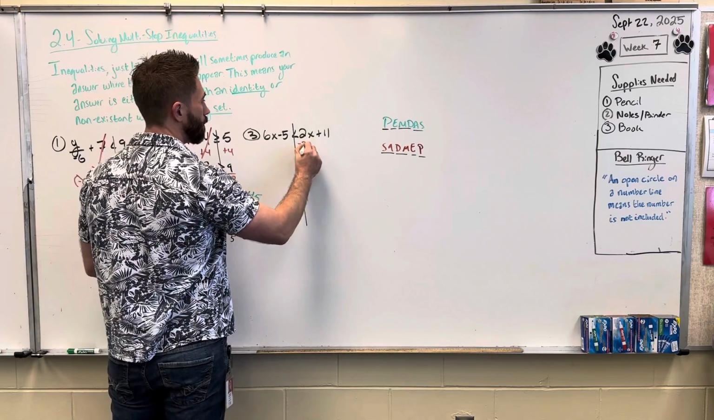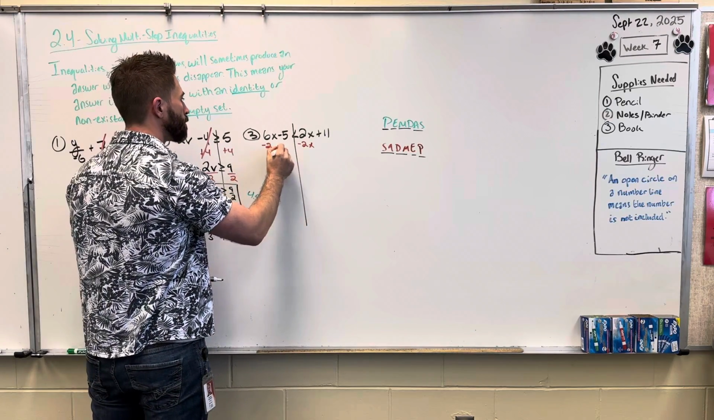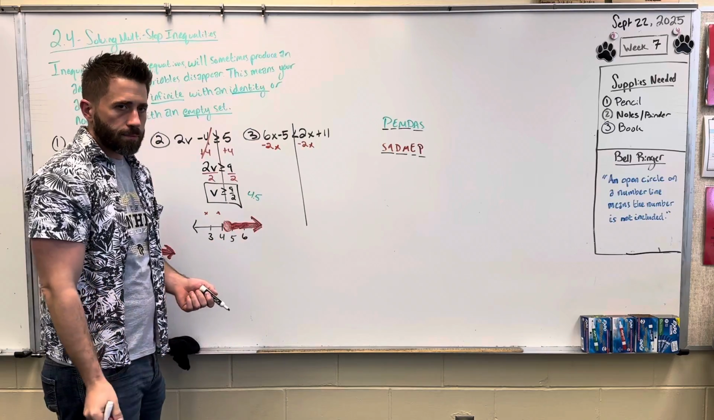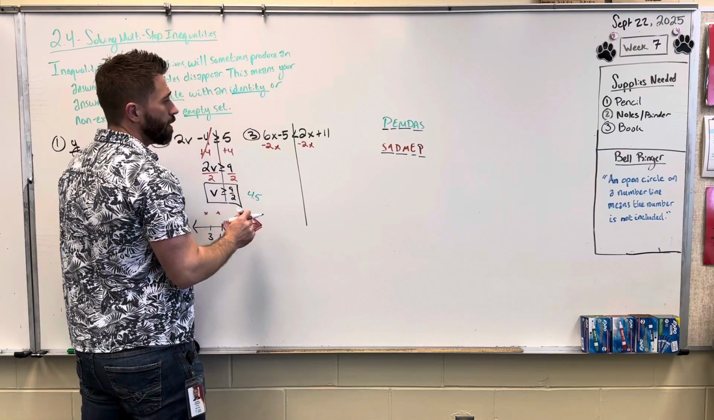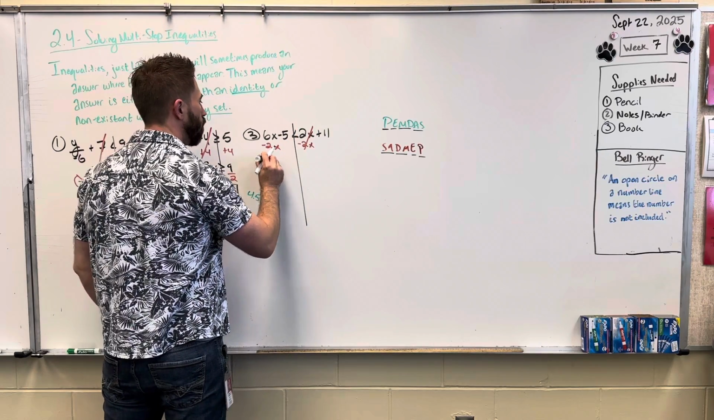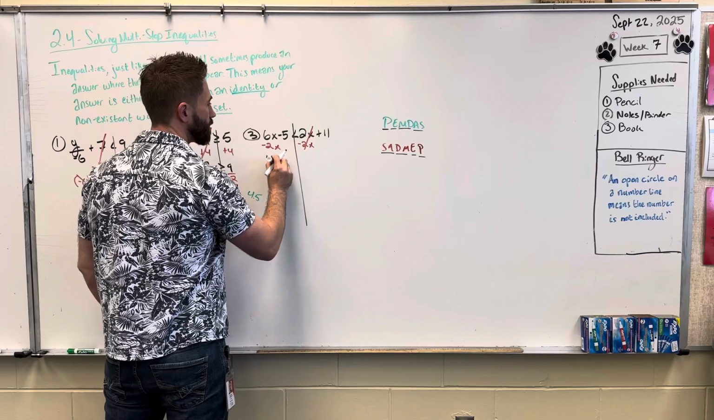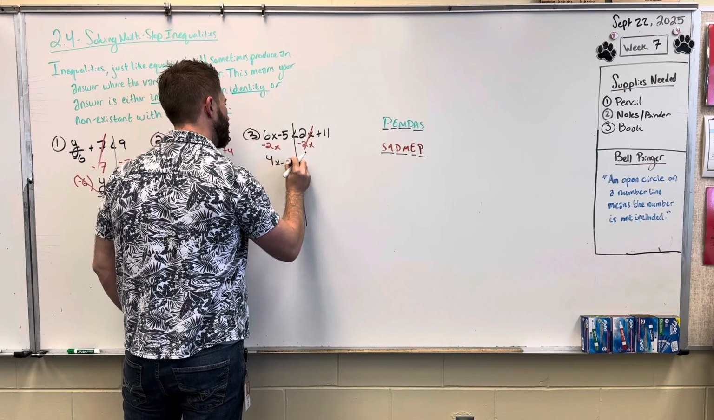So you get rid of one of them. Now most classes, in fact all classes, got rid of the 2x. Could I get rid of the 6 though? Yeah, I could get rid of the 6 and get it solved the exact same way. So it doesn't really matter which one you get rid of as long as you get rid of one of them. So 6x minus 2x is going to give me a 4x, and a 4x minus 5 is less than 11.